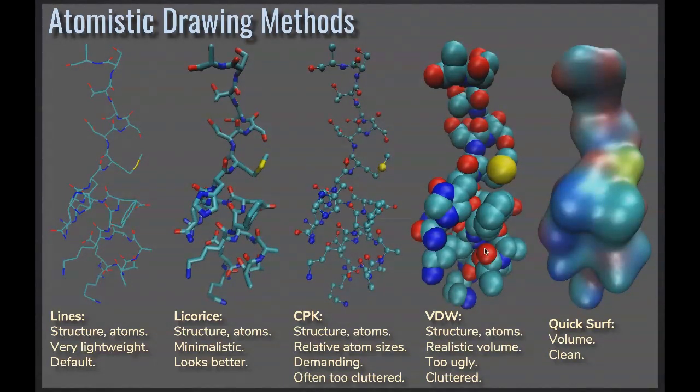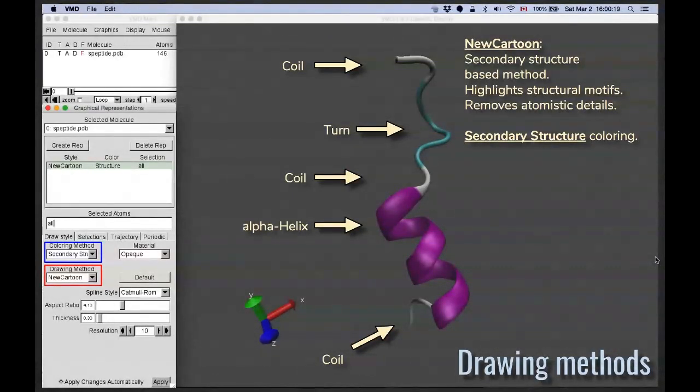The van der Waals representation looks quite ugly, and also it can be quite cluttered, but it is useful in a way that it shows the actual size of the atoms. So it really demonstrates the volume of the molecule, but it's not very nice. So in this case, the QuickSurf representation, which is on the very right, is like a new van der Waals. So it does give you the sense of the volume of the molecule, but it's much cleaner and better looking. So now let's try something different.